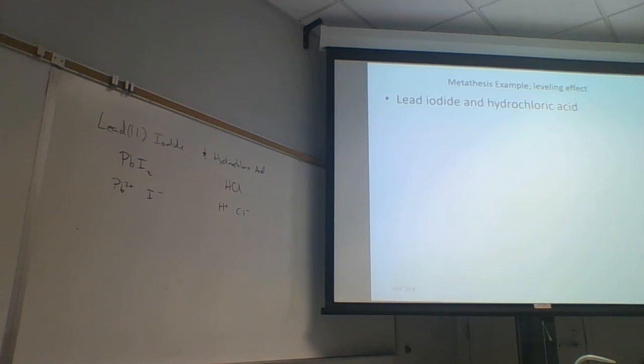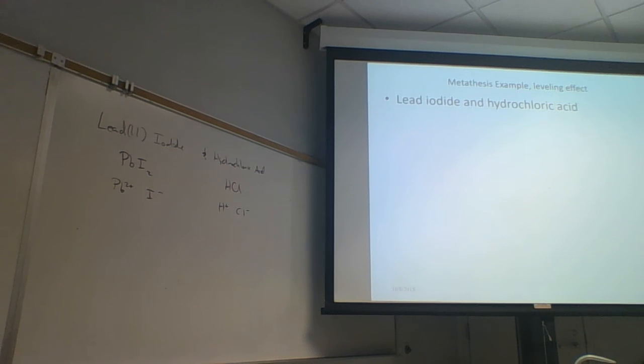Now we know that chlorides, bromides, and iodides are all soluble, except for silver, lead, and mercury. And so PbCl2 should precipitate. But the problem is this. PbI2, is that soluble? No, that's insoluble. So what do we have here? We're giving up one precipitate to form another precipitate.